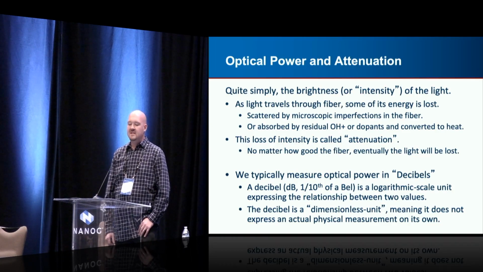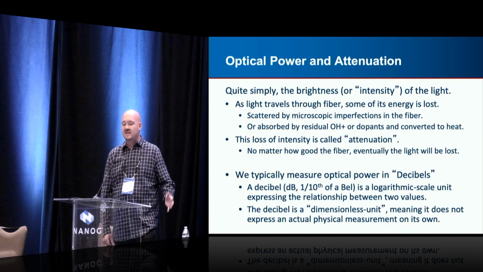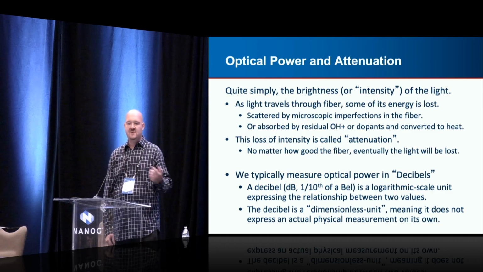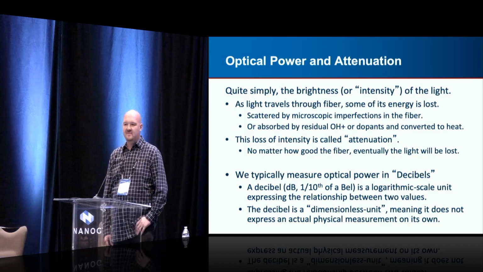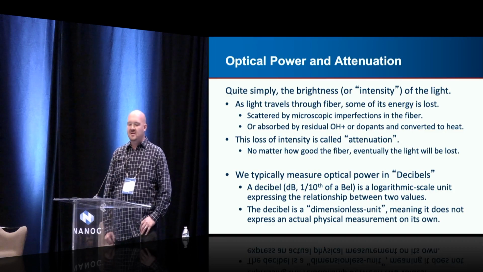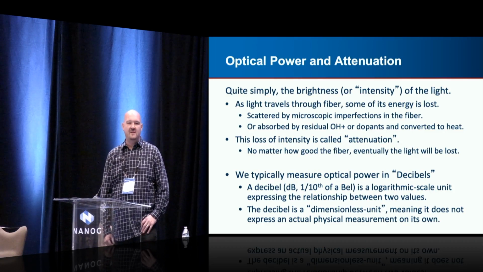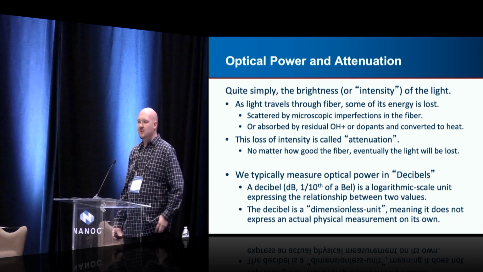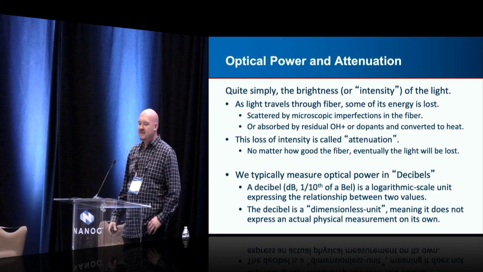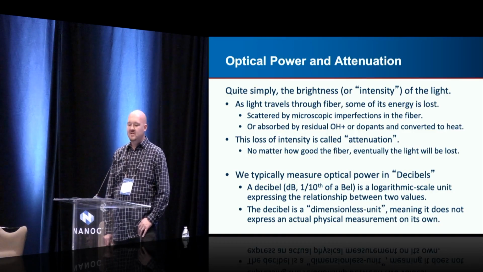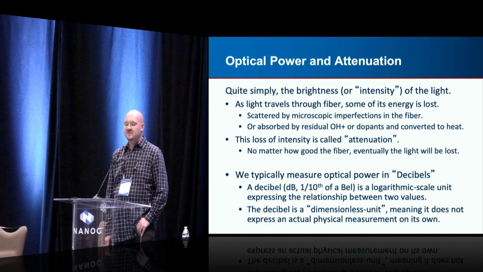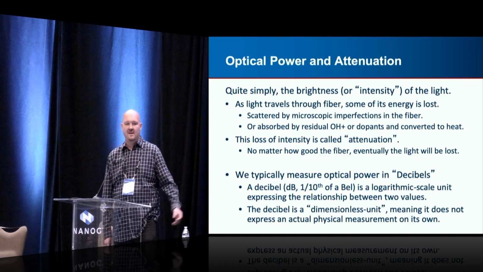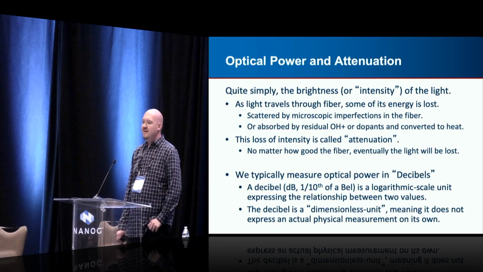So it's either scattered by microscopic imperfections, where it just escapes through the cladding and doesn't continue to be reflected internally. Or sometimes you'll actually hit different hydroxyl molecules and dopants that are in the fiber that will be converted to heat. So you'll lose a little bit of power over time as you propagate through glass. That loss of intensity is called attenuation. So no matter how good the fiber is, as you propagate across fiber, you're going to lose some light over time. And we measure that in a unit called decibels.